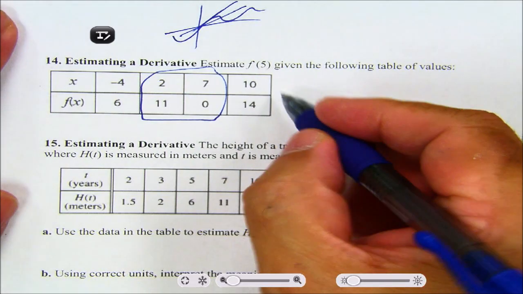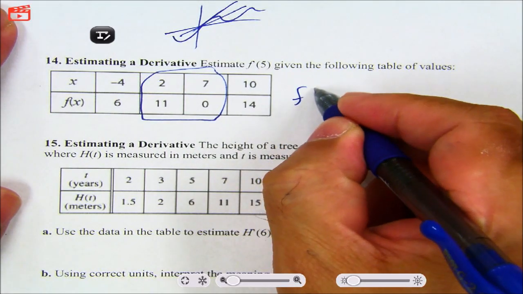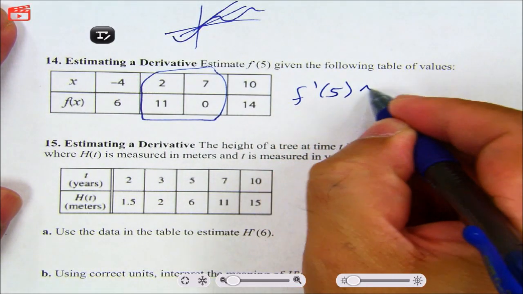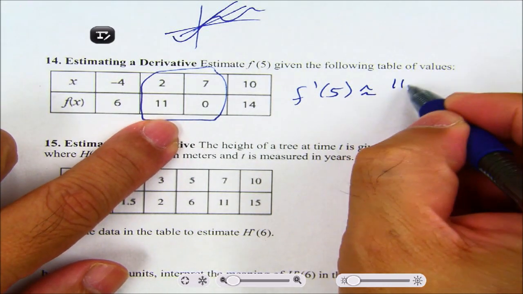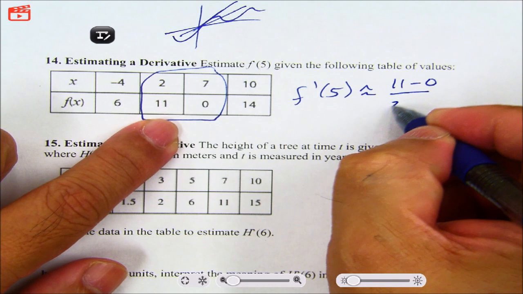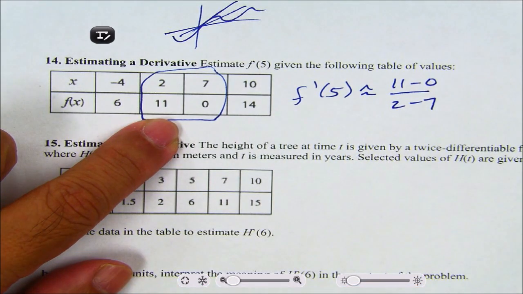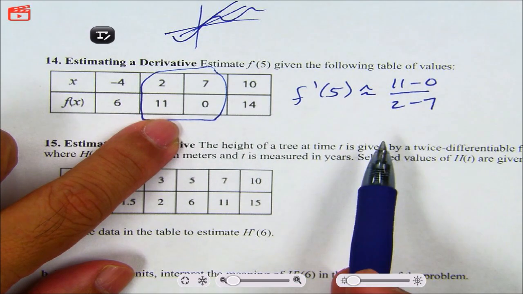So you're going to say f prime of 5 is approximately, so y is on top, so it's 11 minus 0 over 2 minus 7. What? X2 minus X1. The slope of a line. X2 minus X1 over Y2 minus Y1. Y2 minus Y1 over x2 minus x1. Huh? Is that point slope form? That's slope form. That's the formula for a slope.